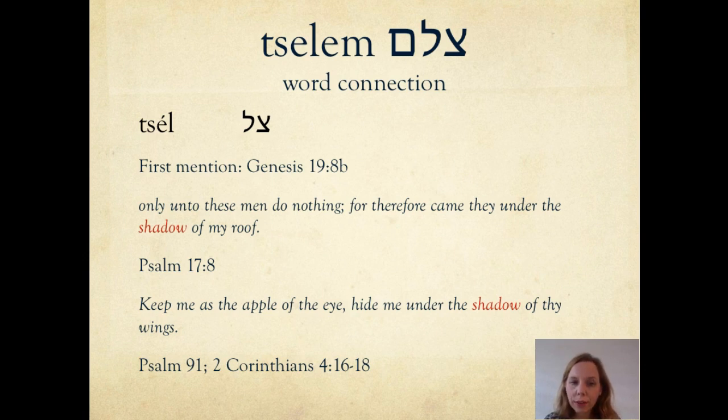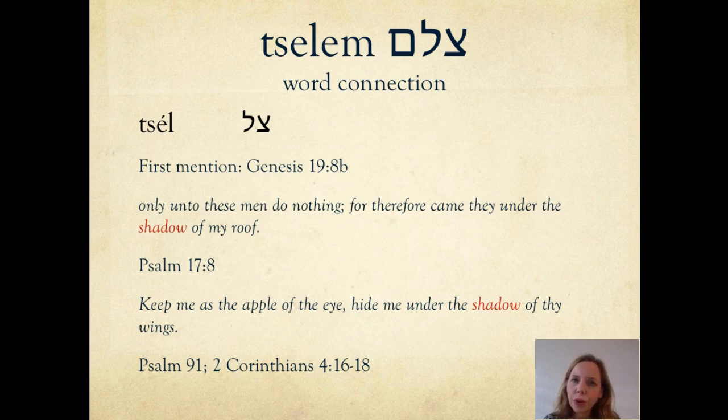We also find this meaning in Psalm 17 verse 8. Keep me as the apple of the eye, hide me under the shadow of thy wings. Yeah, a safe place with God. Also, we know that hiding with God and being under the shadow of his wings does not mean that there can be no harm in our lives. I think a lot of us know this all too well.